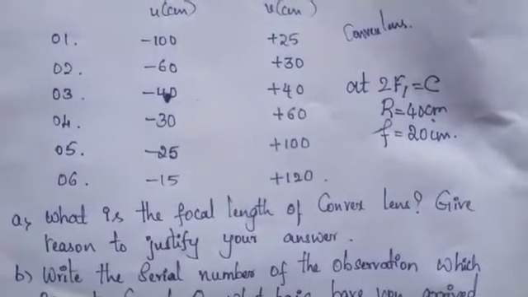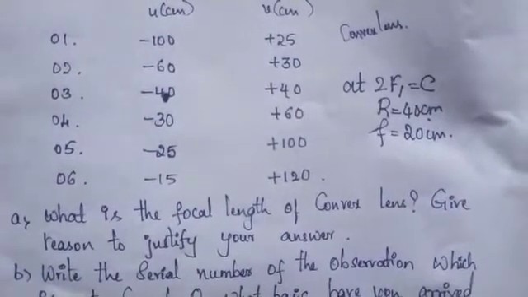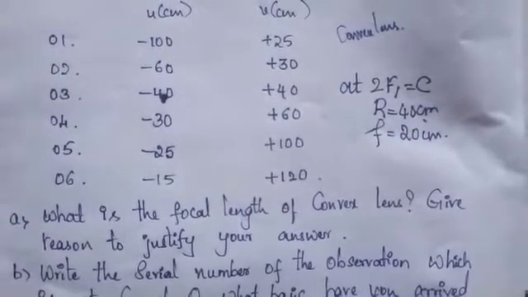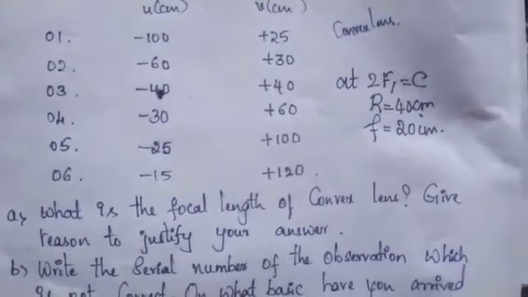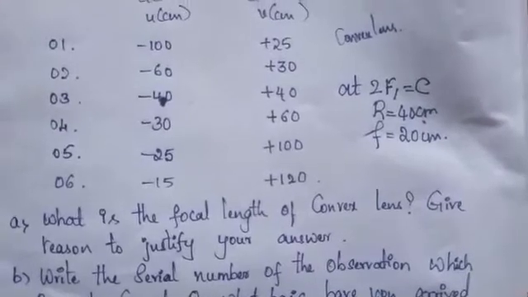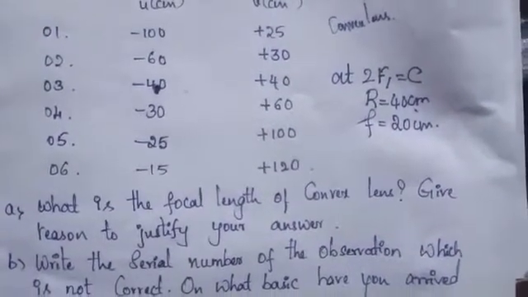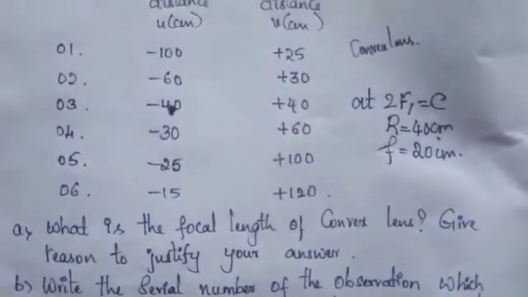Give reasons to justify your answers. If you observe the third condition, you can observe that the object is at 2f1. If the object is at 2f1, then the radius of curvature is 40 centimeter. Hence, the focal length will be 20 centimeter.